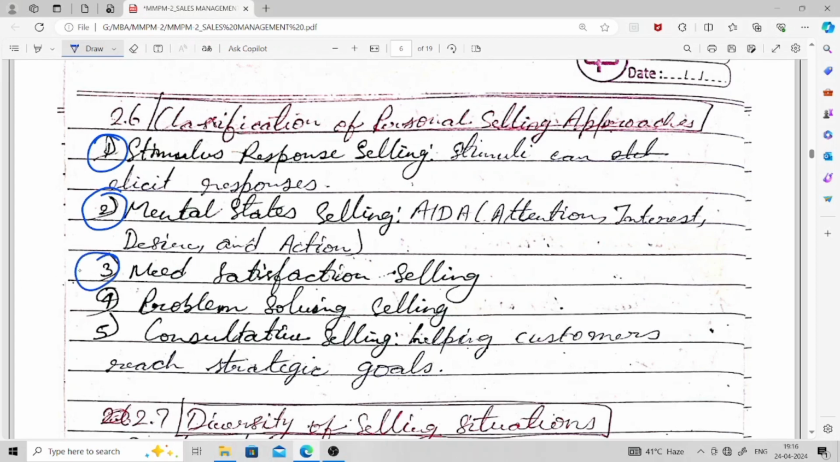The third kind is need satisfaction selling. In this, we try to satisfy the needs of prospective consumers. Fourth is problem solving selling. In this approach we try to solve the problems of consumers. The fifth one is consultative selling, helping customers reach strategic goals. It means whatever strategic goals customers have can be achieved through consultative selling.